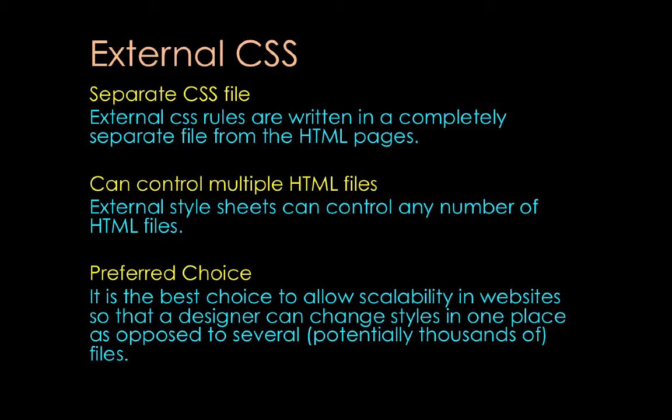Let's say that you've got a 5-page website. Well, you're going to have one style sheet that will control the rules that cascade down to all of those HTML pages for their presentation. And they can control multiple HTML files, as I just said. This is a preferred choice because it allows scalability in websites, and you can just go to that one spot and make a change to the color of the text or the color of your links or whatever, change a background image, and it cascades across the entire website, so you don't have to go and do it individually in every single page.